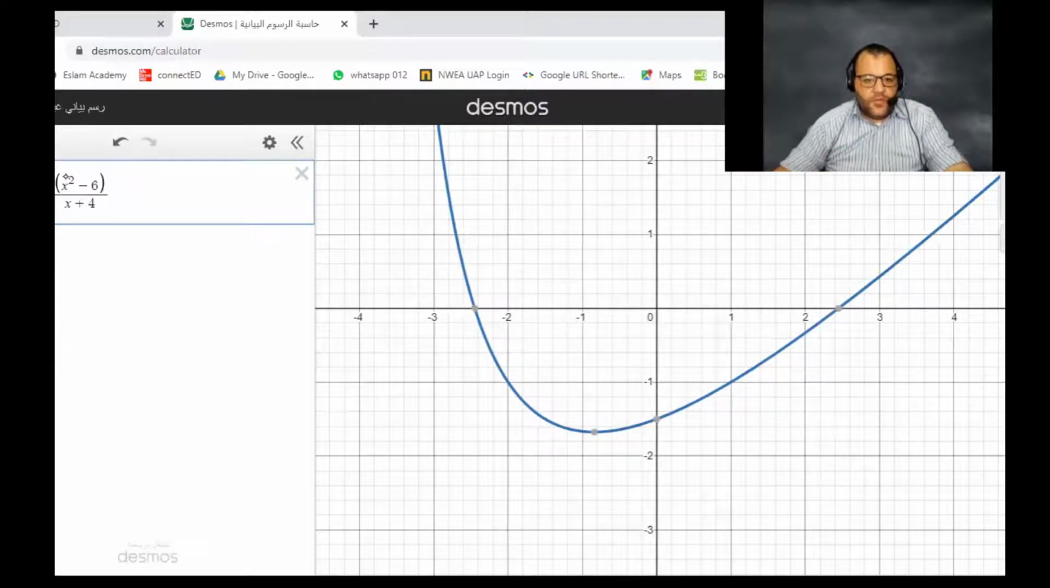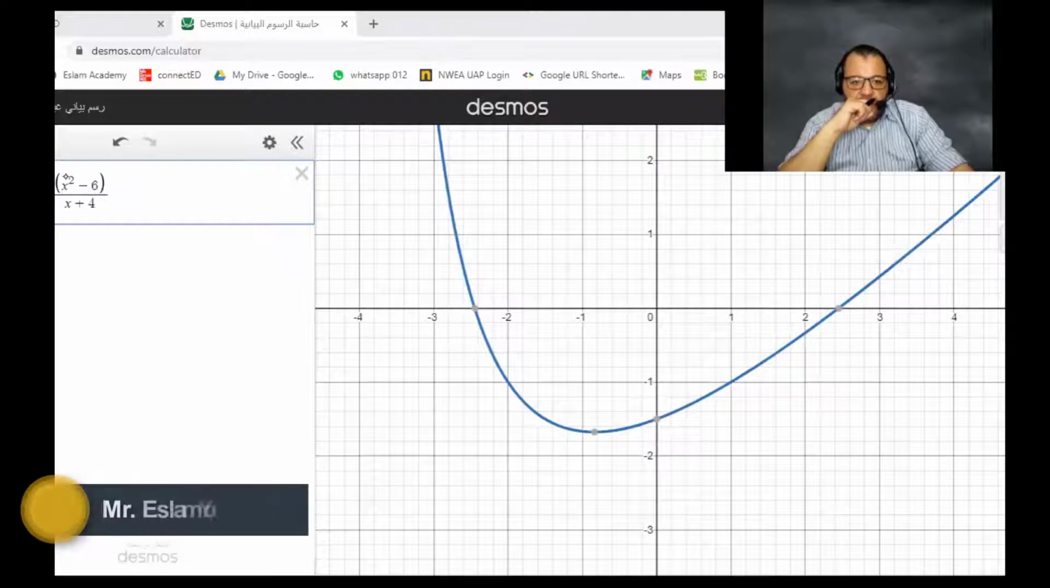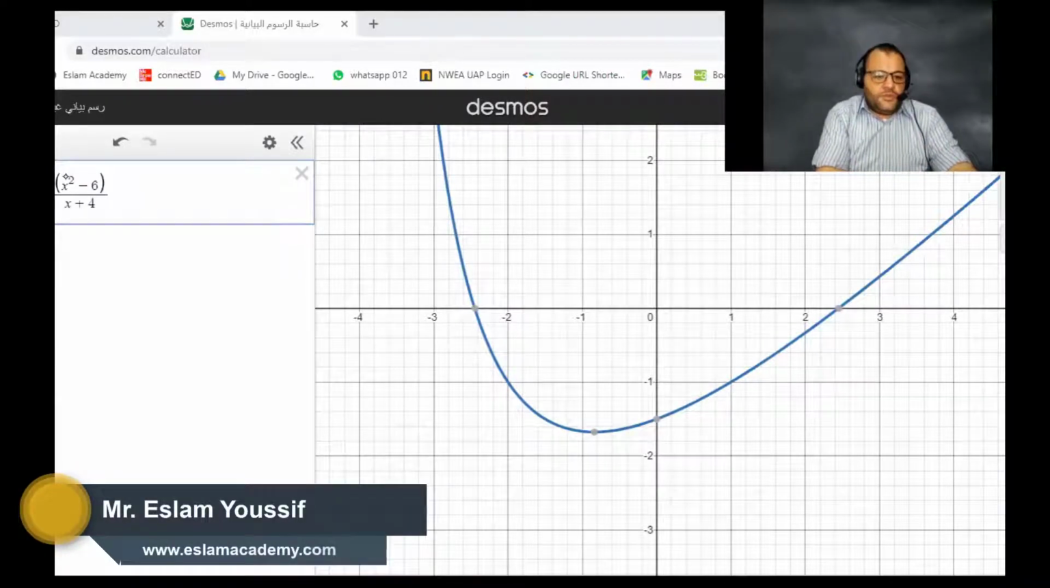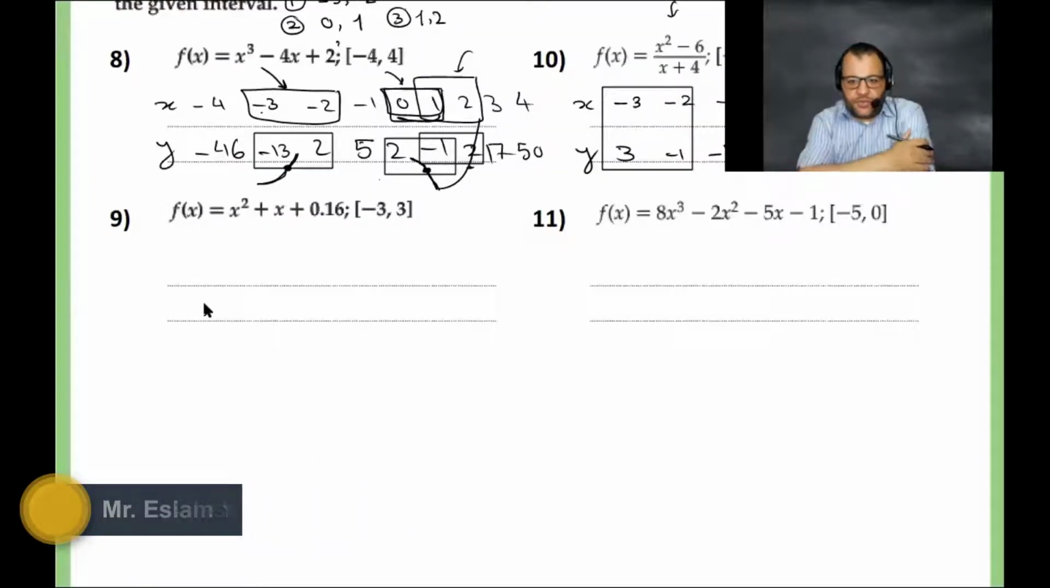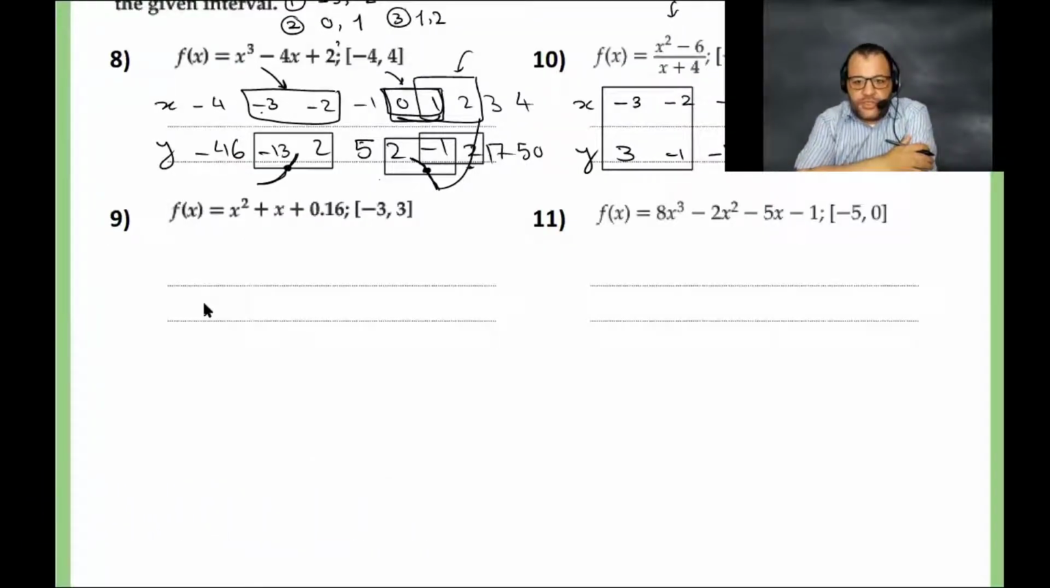No. Okay. Can you solve question number 9 and 11 from the worksheet and send it to me, please? I will show you the page now. Just solve question number 9 and 11.